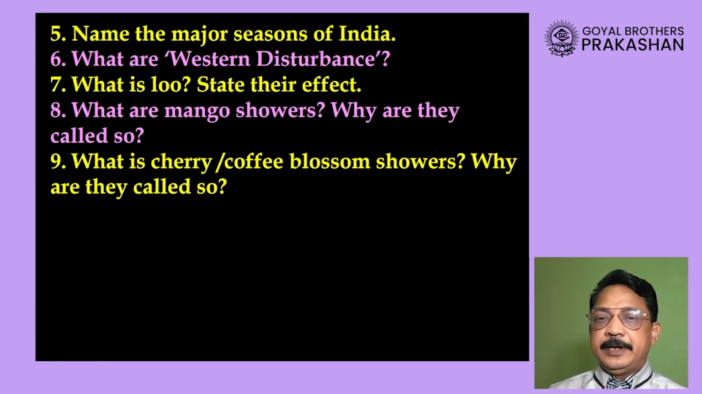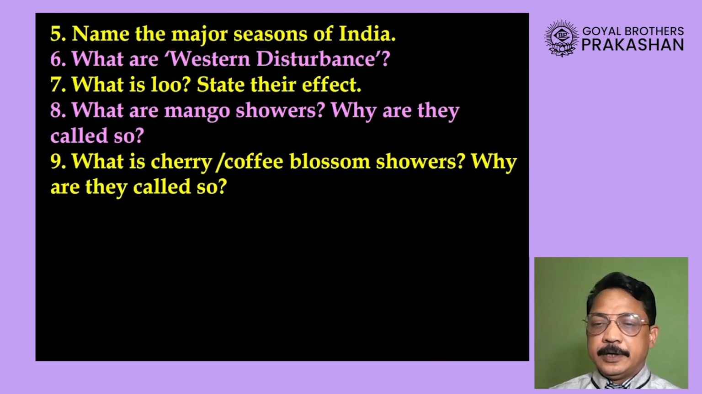So your answer will be, western disturbance is a temperate cyclone that is experienced in India during winter season, which brings rainfall to Punjab and Haryana and snowfall to Jammu and Kashmir. Okay, so this is called western disturbance. It is a temperate cyclone originating in the Mediterranean Sea, blocked in India by the Himalaya mountain, and giving rainfall to Punjab and Haryana and snowfall to Jammu and Kashmir.